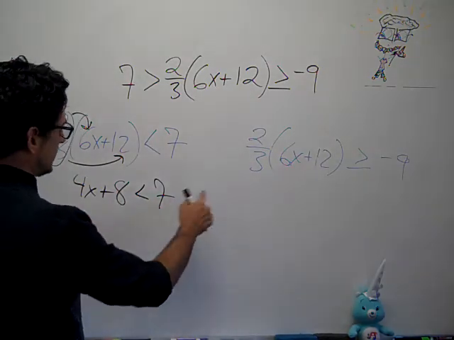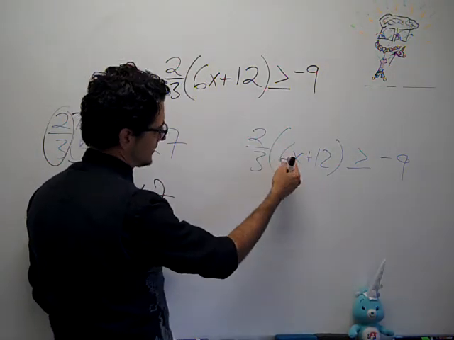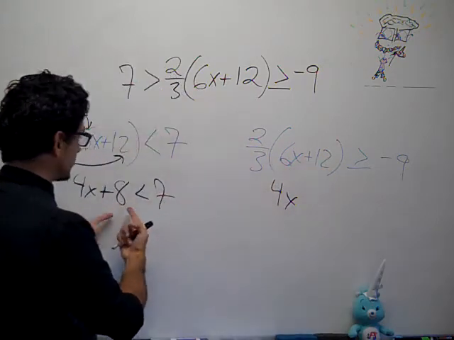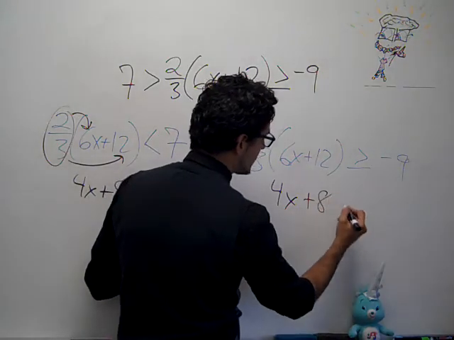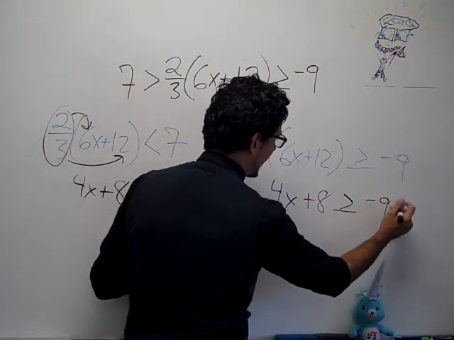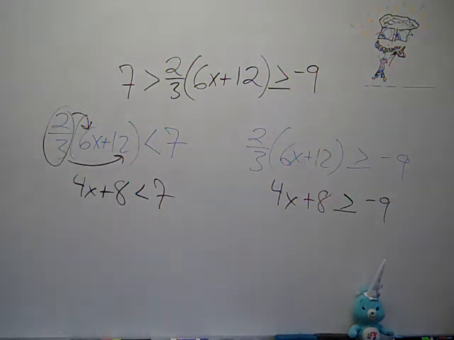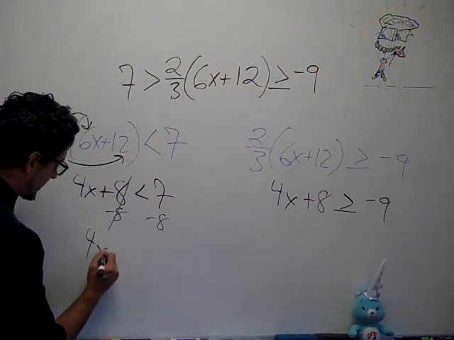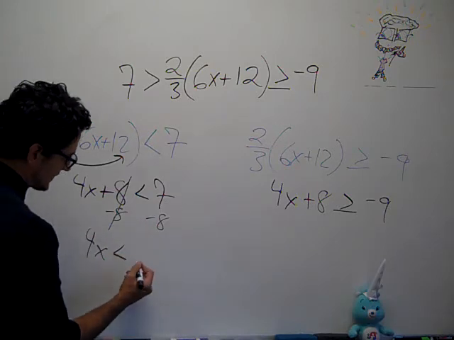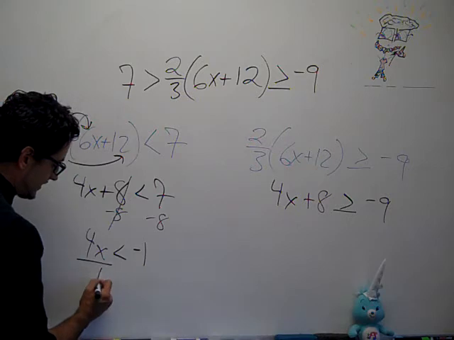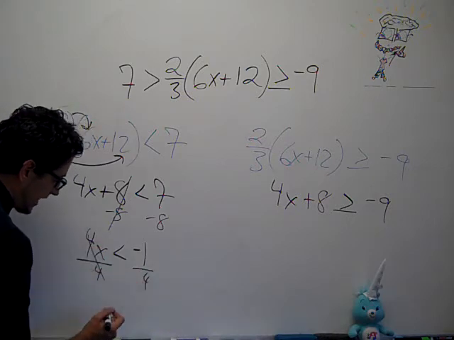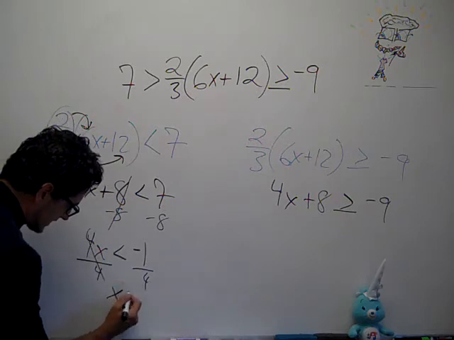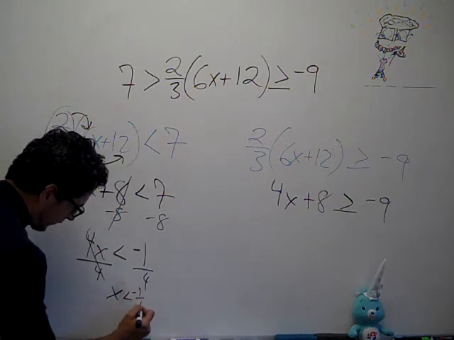I'm still going to have 2 times 6 is 12 divided by 3 is 4x, and then 2/3 times 12, we've already done it here, gives me 8, so plus 8 is greater than or equal to negative 9. Then I can continue solving this problem. Here I would subtract 8 from both sides, that cancels out, and I've got 4x is less than negative 1, and then with the division property of equality, I'm left with x is less than negative 1/4.